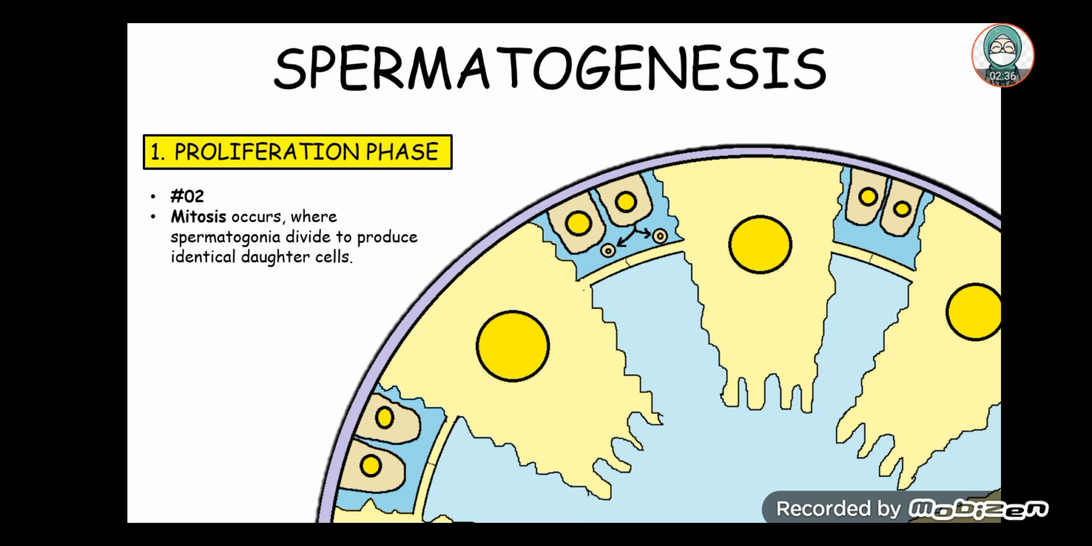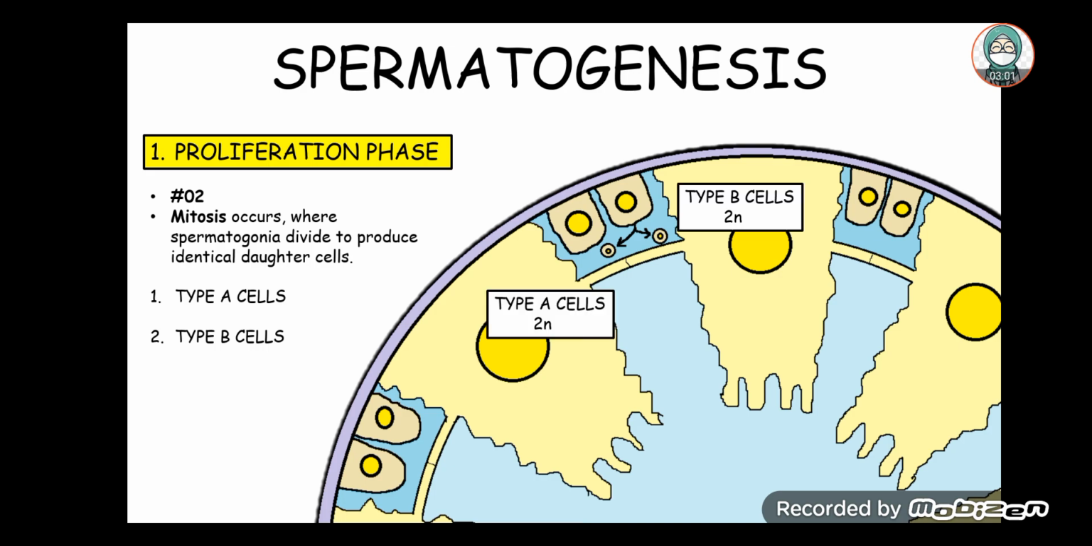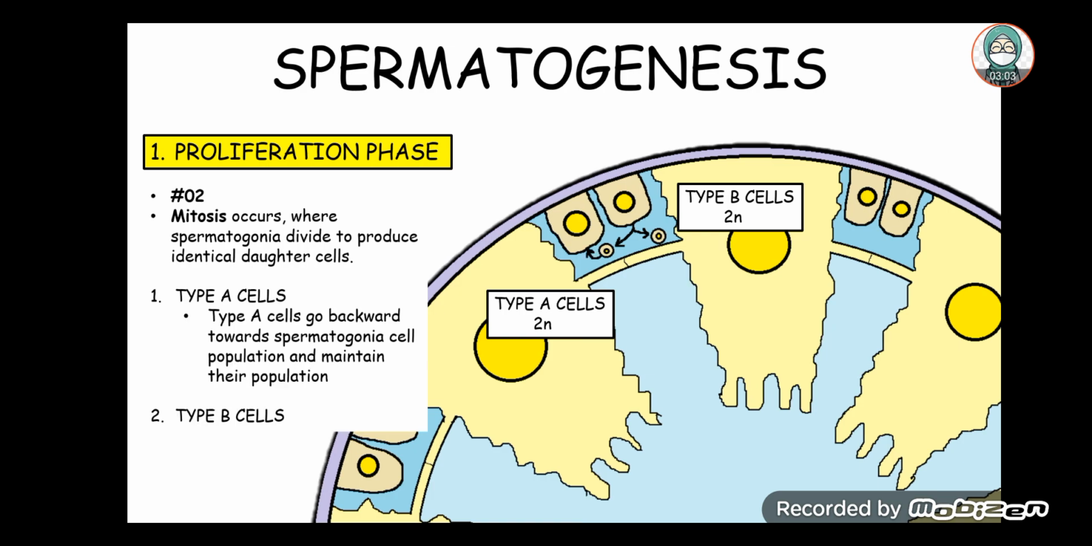So what happens in the proliferation phase? It starts with mitosis, which divides a spermatogonium into two identical daughter cells. As there is mitosis going on, there is no reduction of the chromosome number, so both daughter cells will be 2n, or diploid. As a result of mitosis, two cells form. The first type is the type A cell, and the second type is the type B cell. Both of these cells are diploid, or 2n.